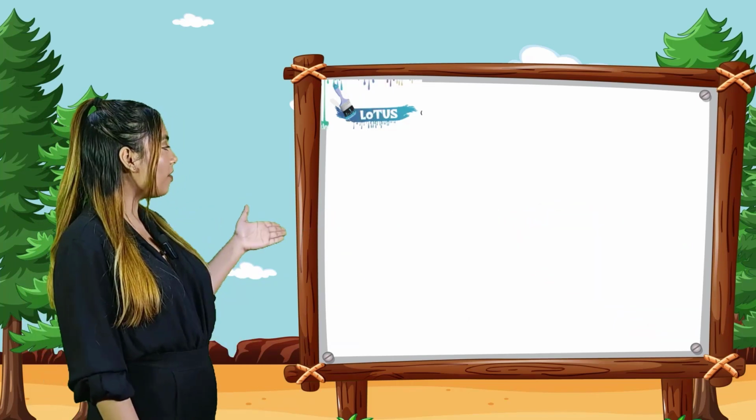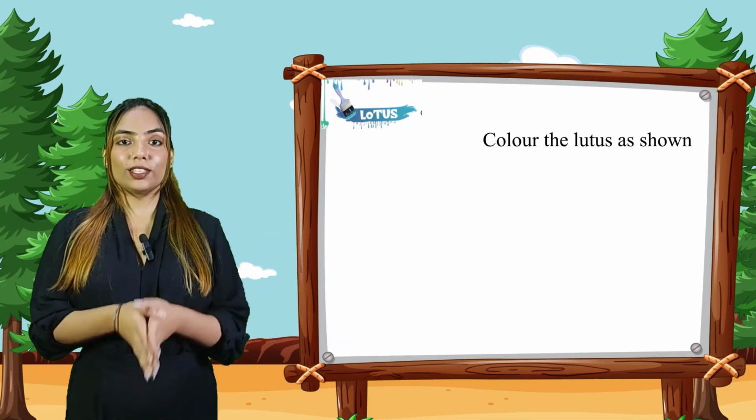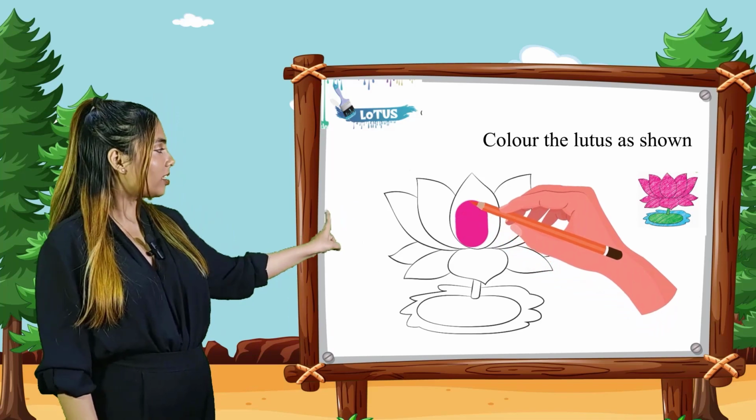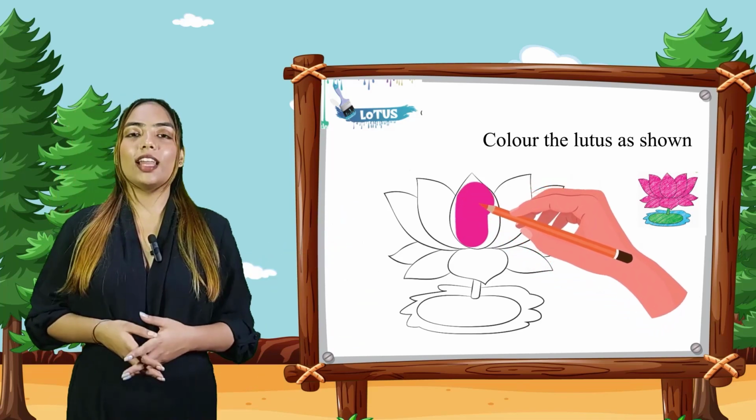Moving on to the next figure, we have a flower over here. This flower is called lotus. Can you color this lotus as shown in this reference over here? Let's color this.